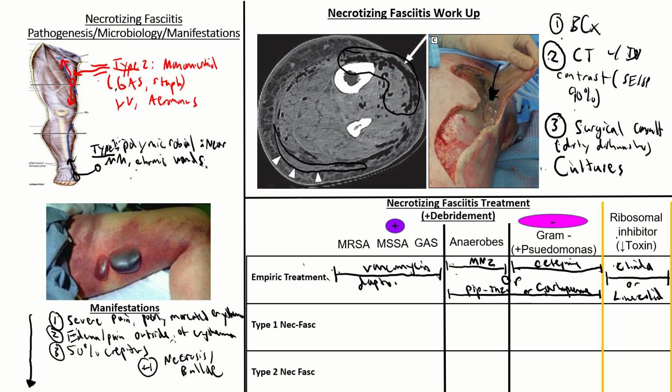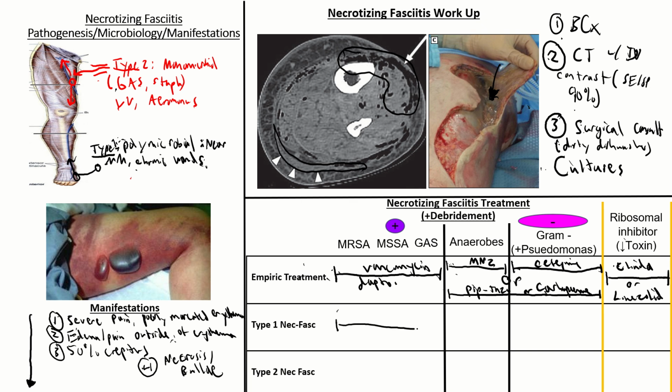For the purpose of the test, the reason why you can't use linezolid as the only treatment for the gram-positive infections, even though it does cover MRSA, MSSA, and group A strep, is because it's bacteriostatic, not bactericidal. So you really need to use a medicine that's bactericidal for empiric coverage of your gram-positives, which is vancomycin or daptomycin. Now, let's say you do delineate that it is more secondary type 1 necrotizing fasciitis, which is polymicrobial.